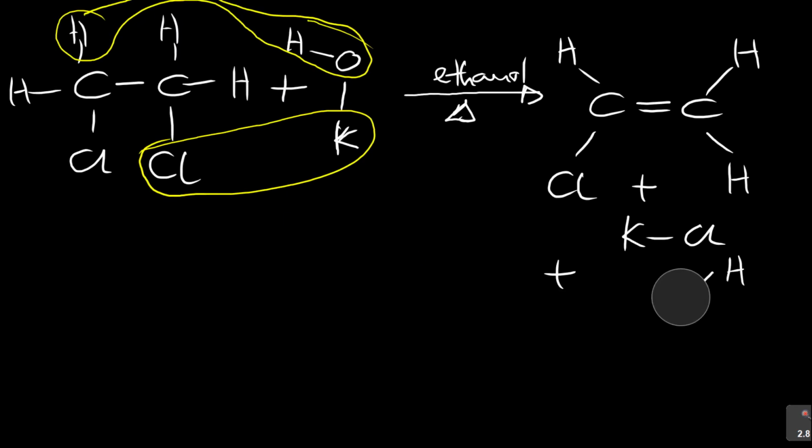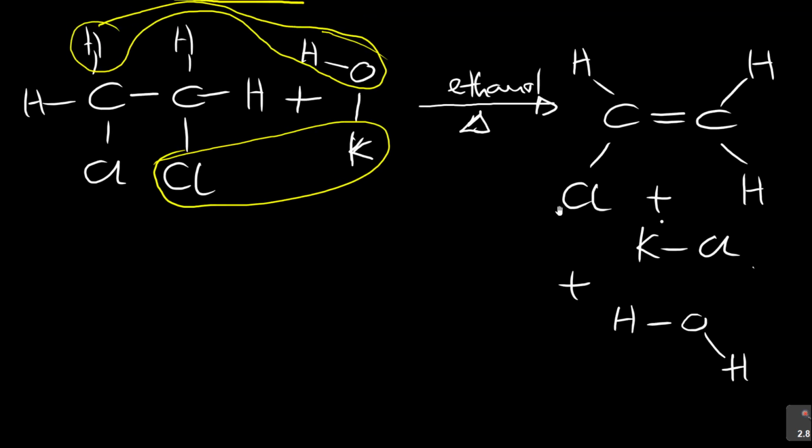Do you see what's happening there? That's what you had, plus water. Don't write H2O, they might penalize you there, as if it was the structural formula. You can write it like this. But you see that this is an alkene, 1-chloroethene, plus potassium chloride, which is a salt, or halide salt, and water.